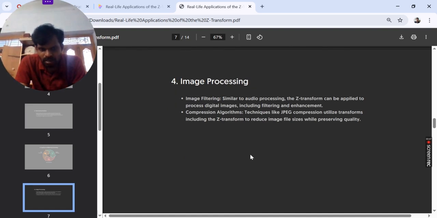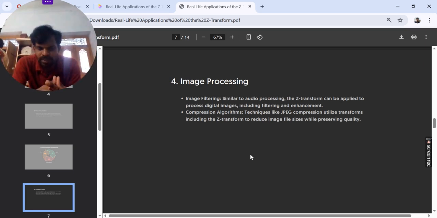Image processing. As we know, processing means performing some operations on a signal. Here, image processing means performing some operations on an image, that is image filtering, similar to audio processing. The Z transform can be applied to process digital images, including filtering and enhancement. Mainly in image processing, we use filters. In order to sharpen the image, we use high pass filters. In order to blur the image, we use low pass filters.